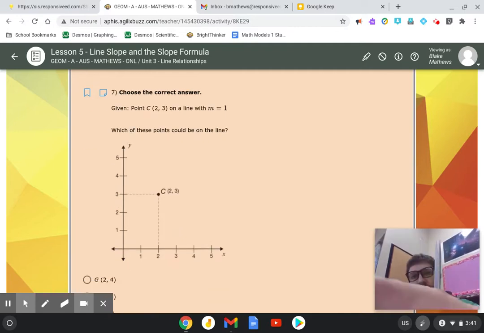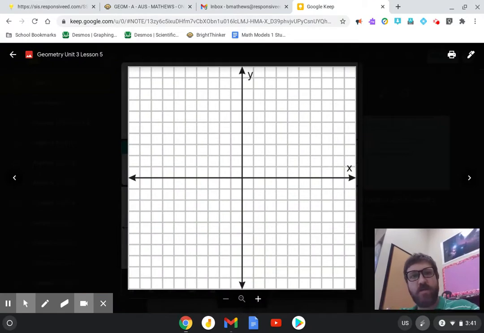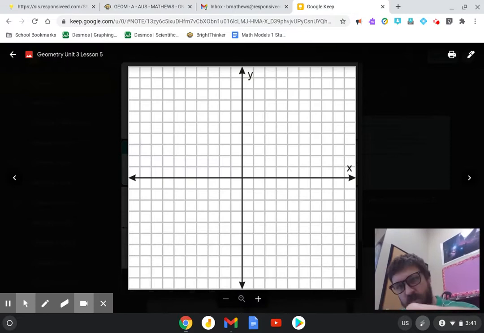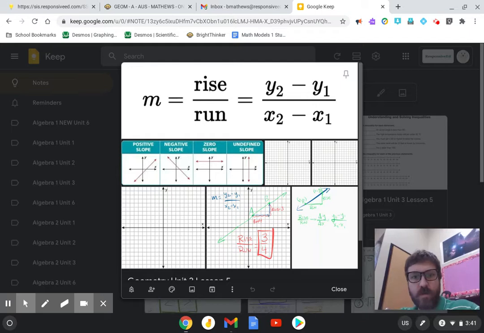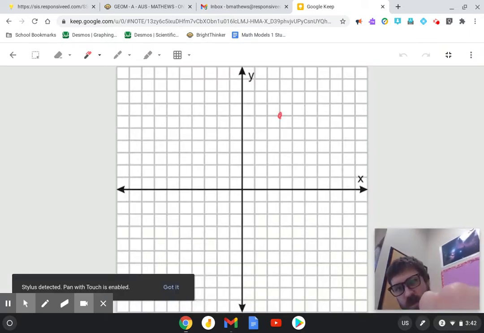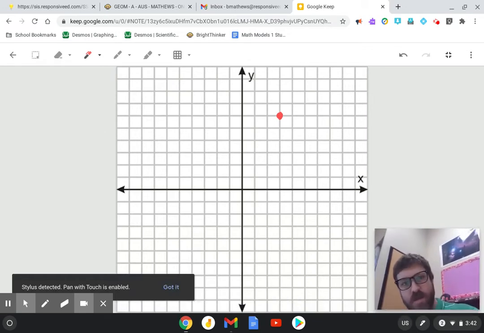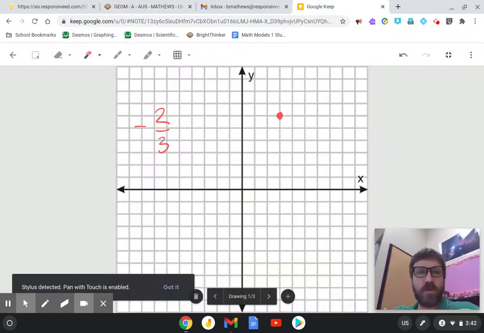Then they do something a little bit differently. They're going to give us a line's information, and they're going to tell us, okay, you have this point. Let's say you have a point here, and they say you have a slope of negative 2/3. And they say, what other point could be on this line?